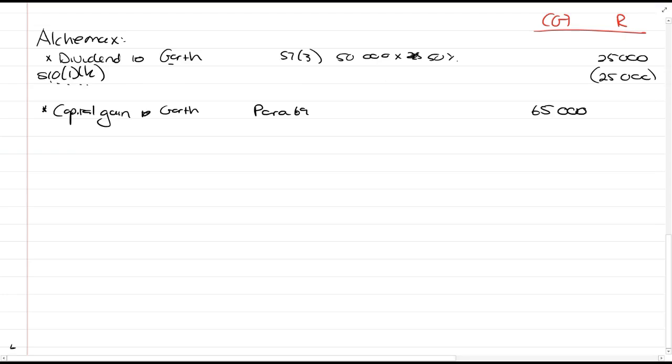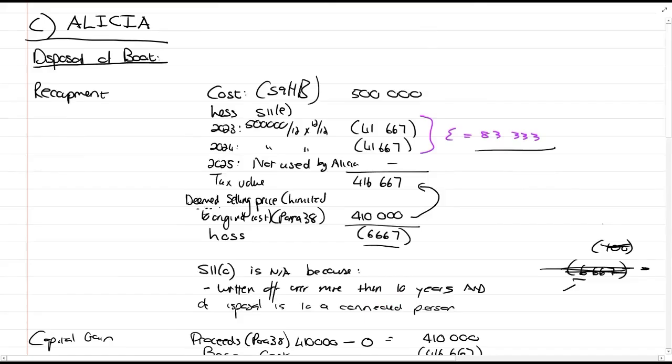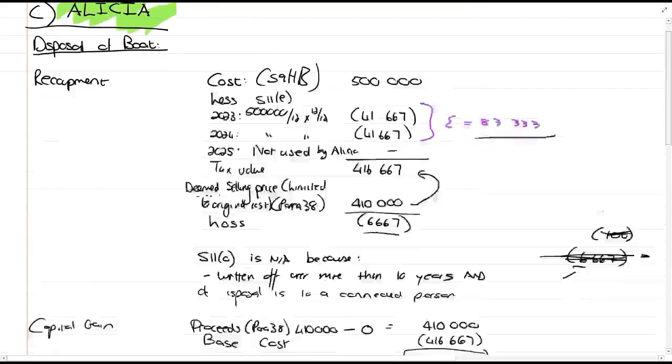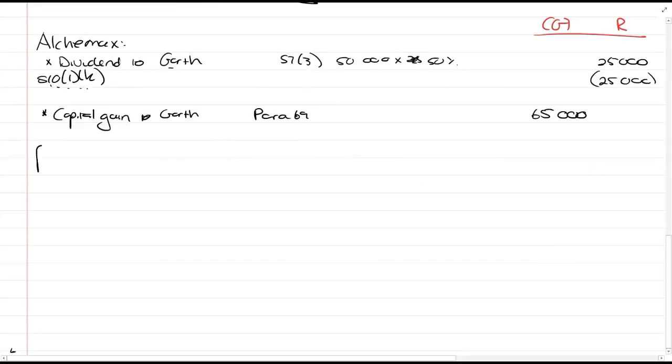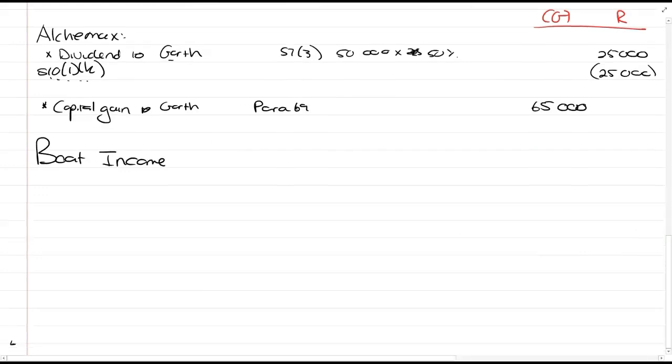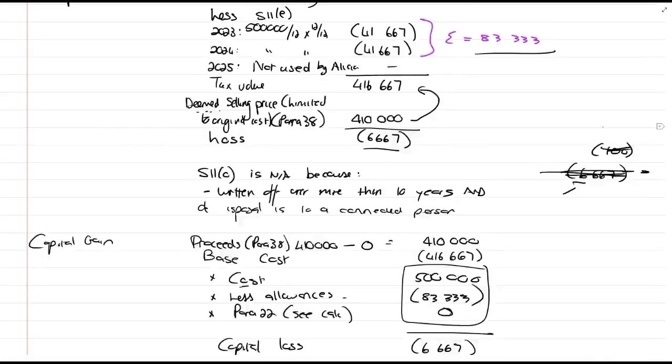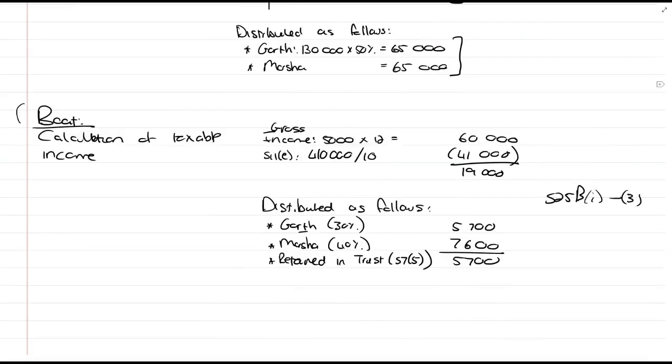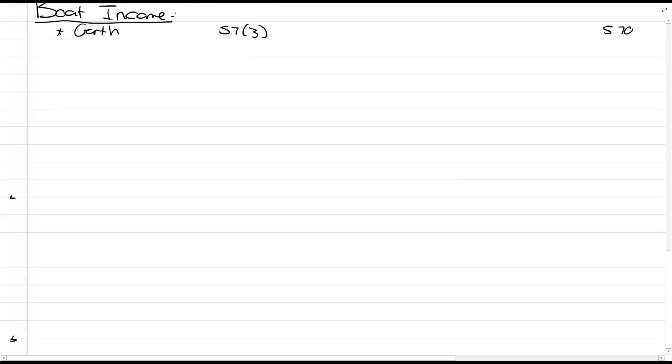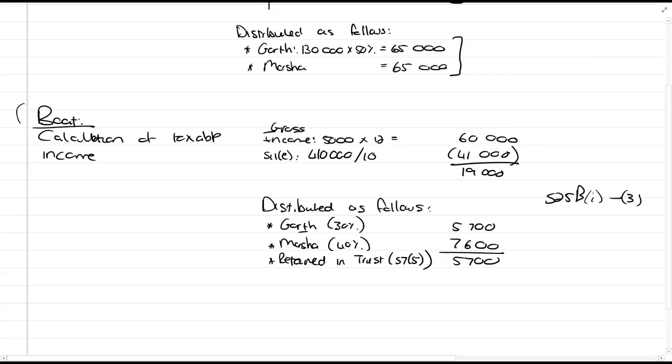We go to Alicia. This is Alicia again, guys. Let's do the boat income. To Garth, section 7.3 applies. And what was the amount? 5,700. So 5,700 goes into her income. So you've done that first one.